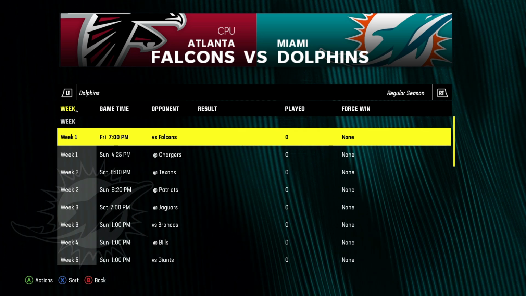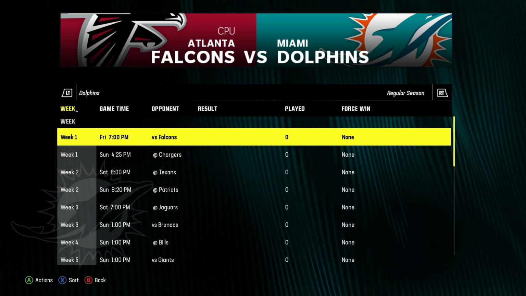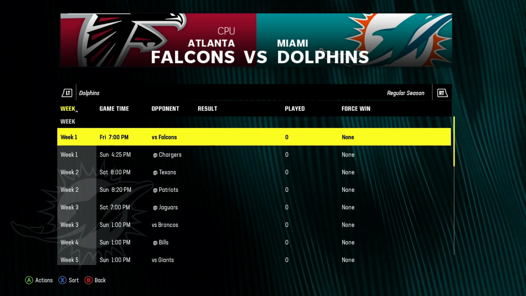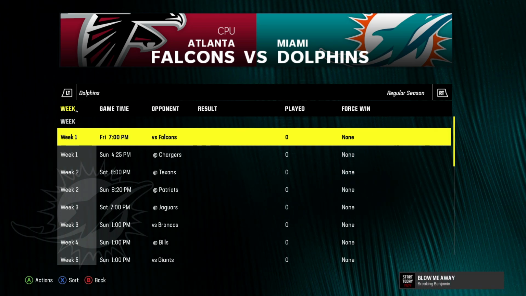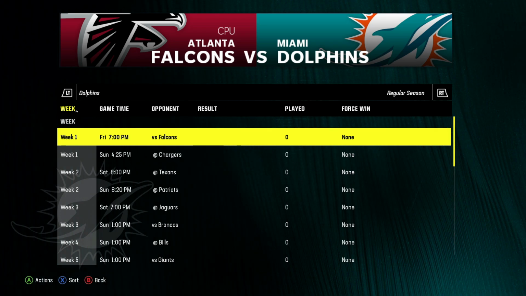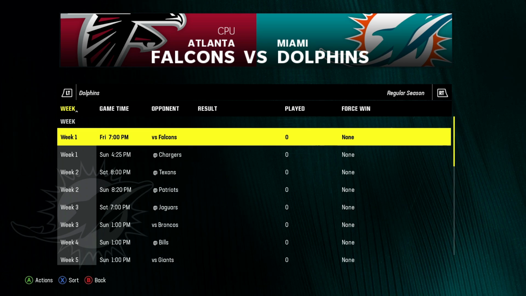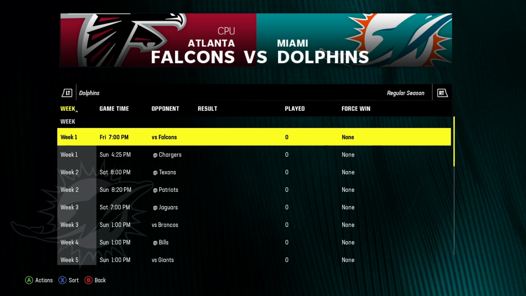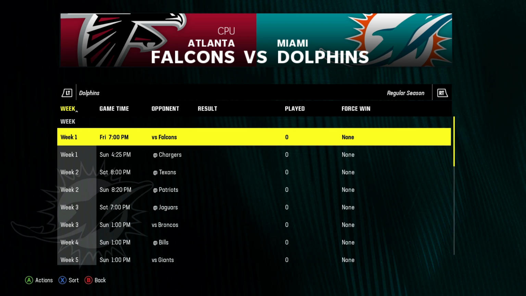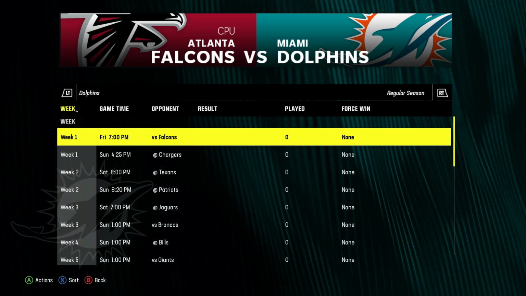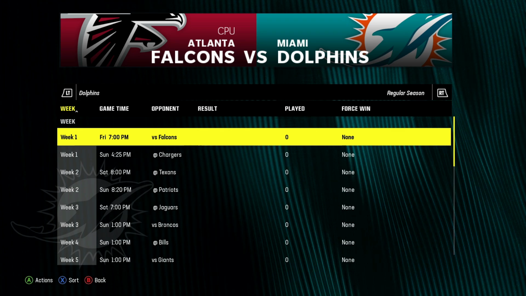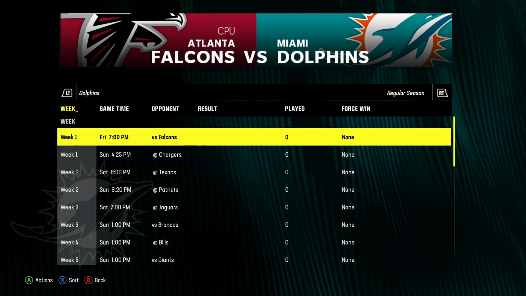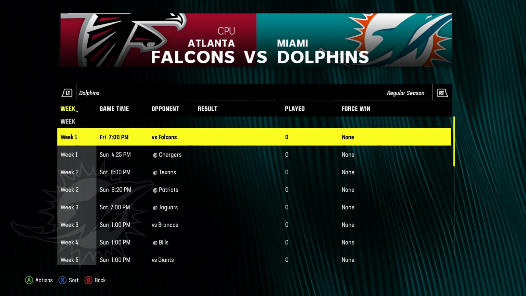Now, they're gonna interact just like a typical preseason game, meaning that at the end of the preseason, none of the stats will count. Also, the record doesn't count. But the NFL teams in this franchise see these 3 preseason games as regular season games. They see them as a week 1 regular season game, a week 2 regular season game, and a week 3 regular season game.